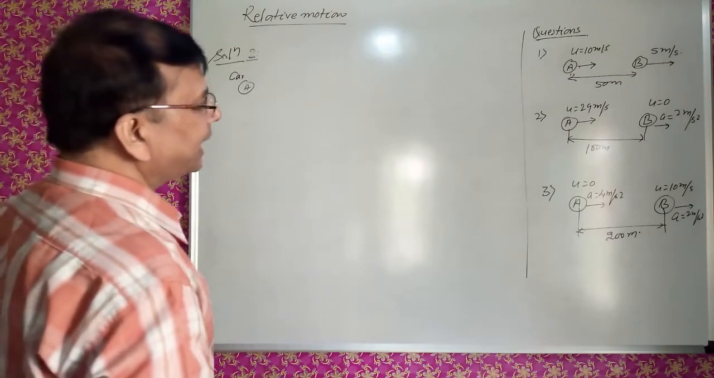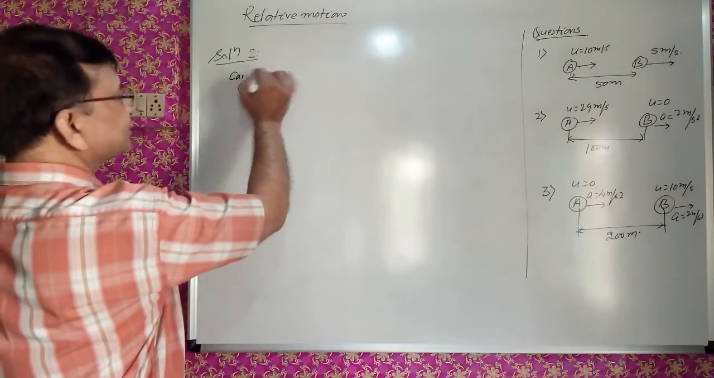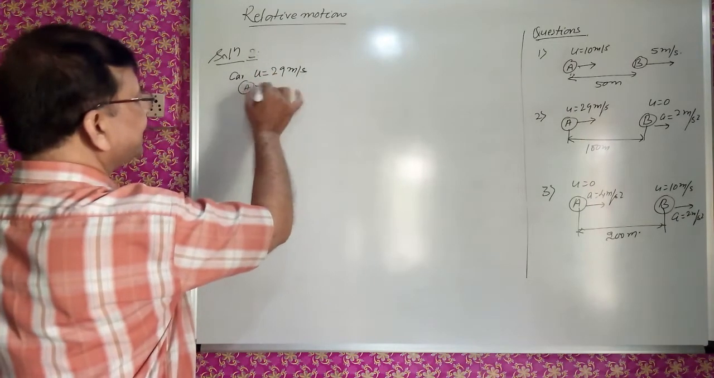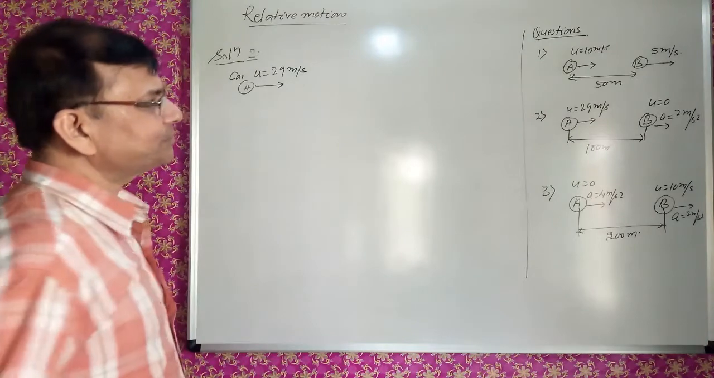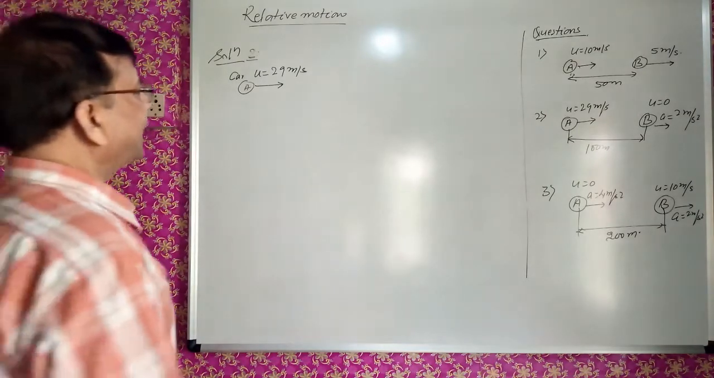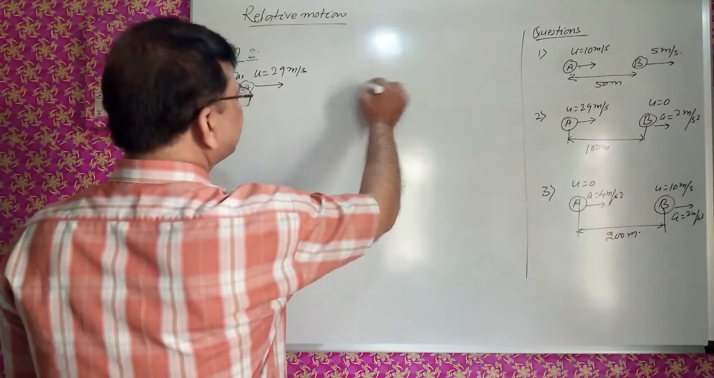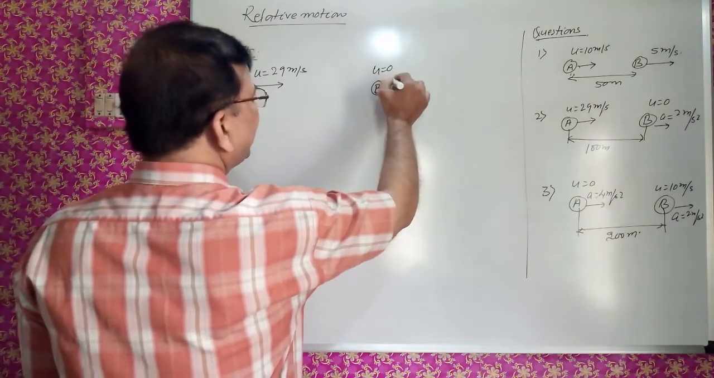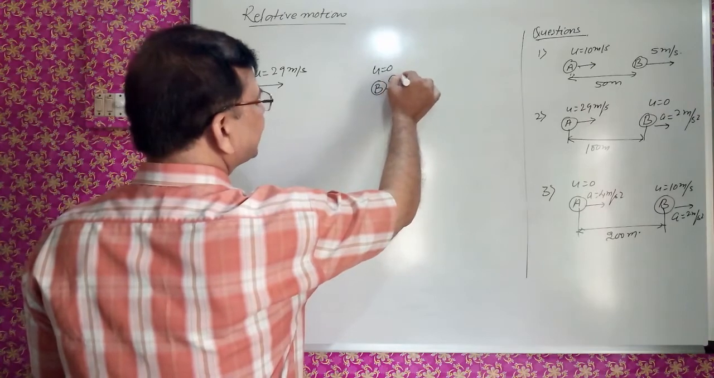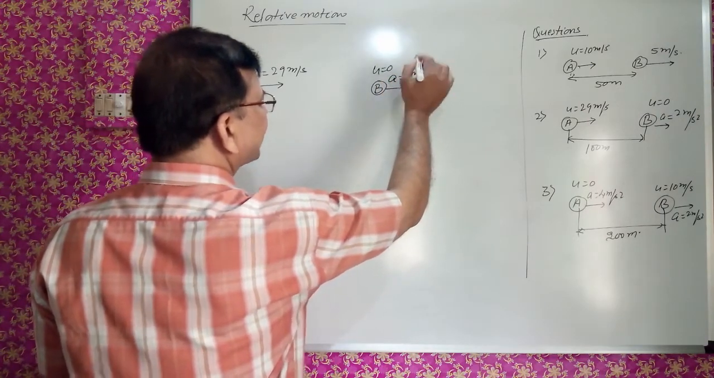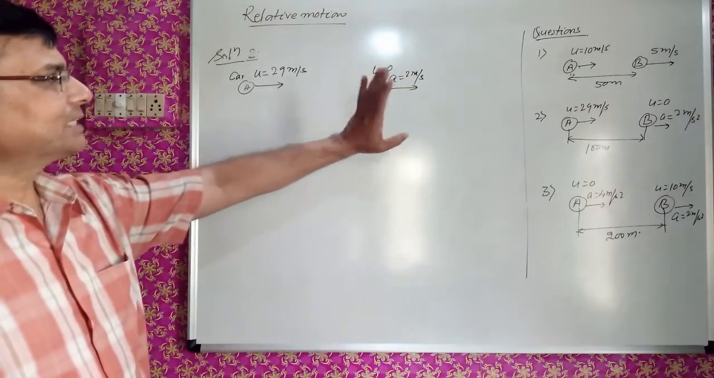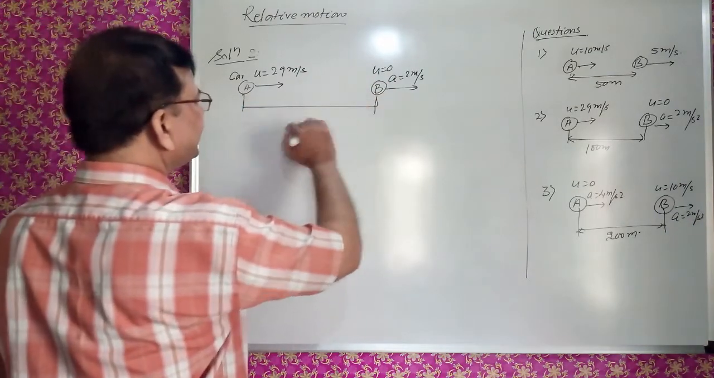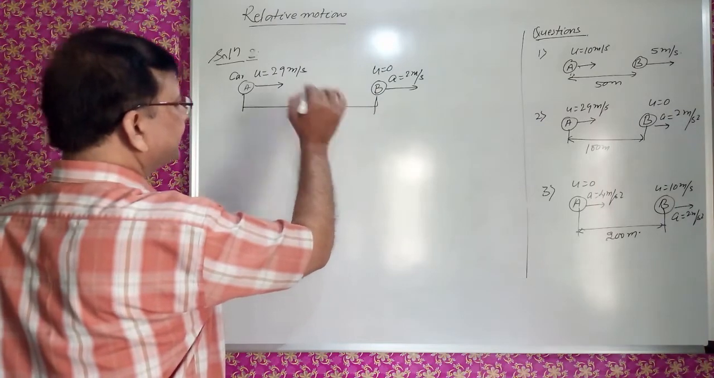Car A is there and it is moving with an initial velocity of 29 meters per second in this direction. It is moving with a constant speed of 29 meters per second. And another car, which is here, that is B, its initial velocity is 0 and it has started moving with an acceleration of 2 meters per second squared, started from 0. Now the distance between these two is 100 meters.